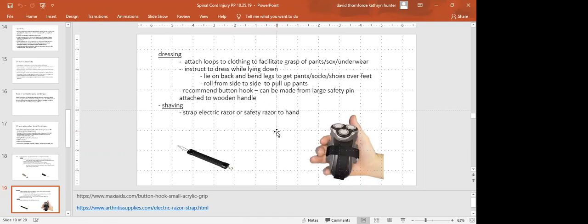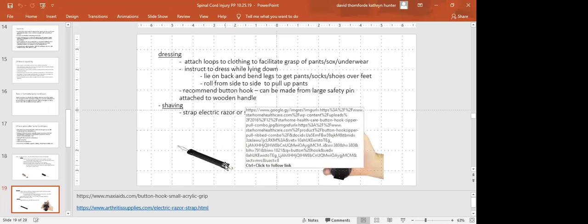Or use Velcro or something like that instead of buttons. But on the left-hand side here is a commercial button hook, whereby the person can stick the left end of the hook through the buttonhole and then put this part on the left over the button and pull it back through the buttonhole.